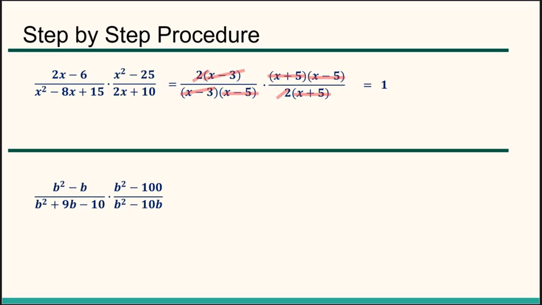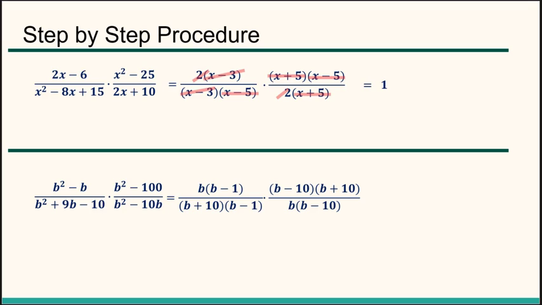B squared minus b all over b squared plus 9b minus 10 times the quantity b squared minus 100 over b squared minus 10b. This is really messy. Factor that first term. See how both of those two guys have a b in them? Pull that b out, and what do you have left? B minus 1. The denominator factors into b plus 10 times b minus 1. The second term is b minus 10 times b plus 10. And then that denominator, look at how both of them have a b in them. I'll pull that b out and get b minus 10.